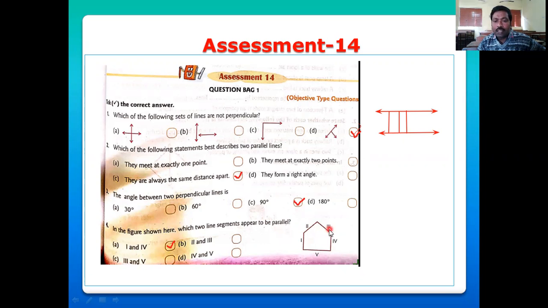And in the second and the third, they meet each other, so two and three is not possible. And five and second are not possible. Five and third is not possible. So our answer will be one and four line segments, and the answer is A.